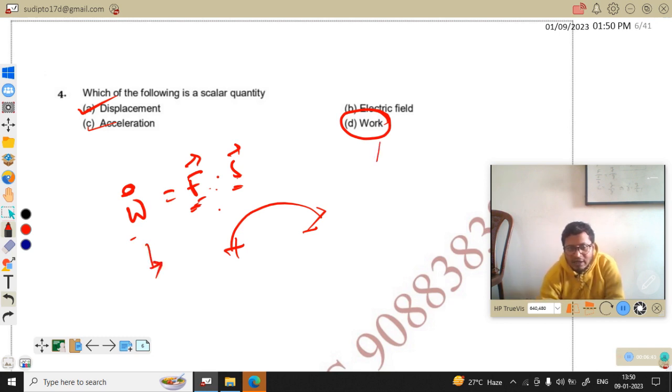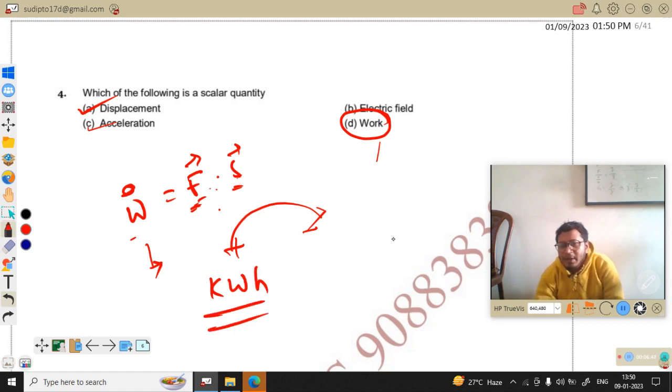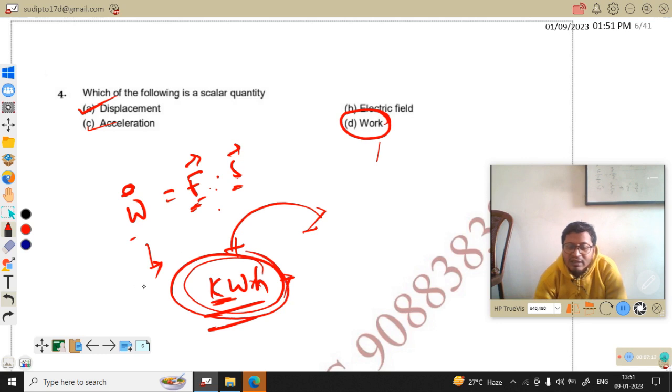Another more relation, kWh. What is kWh? kWh is the unit of a physical quantity. Every student makes this silly mistake. Kilowatt means watt, and every student will tell that watt is the unit of power. Here it is multiplied by the hour, time. So kilowatt hour is the unit of energy, work done.